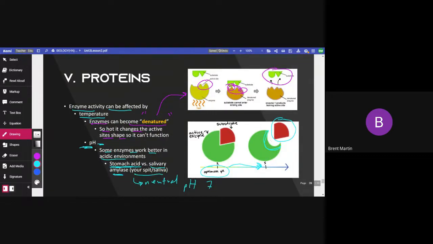Matter of fact, y'all know people who are lactose intolerant? They don't make the enzyme lactase. There's an enzyme called lactase, and what it does is it breaks down lactose when you ingest it, when you eat it. So this person happens to not make the enzyme called lactase, therefore they can't break down lactose. That's why they're said to be lactose intolerant. Just FYI. So this is all about enzymes.